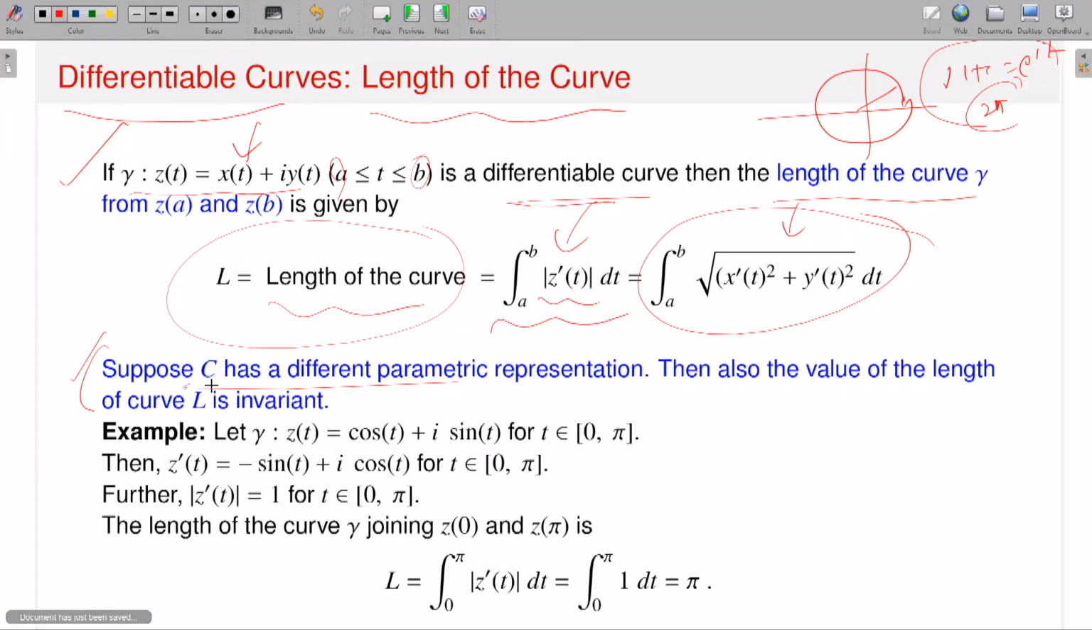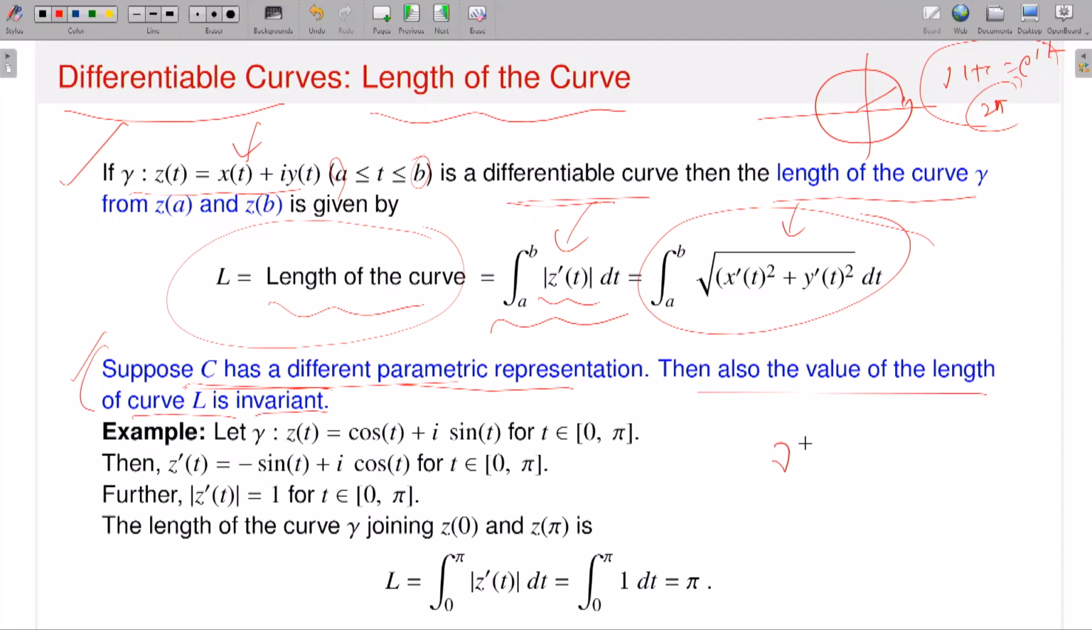Then you can ask, instead of x(t), y(t), if I take another parameterization, let it be u(t), v(t), and suppose it gives the same curve, will the formula be independent of the choice of parameterization I take? The answer is yes. That's exactly what I have written. Suppose C has different parametric representations, then also the value of the length of the curve is invariant.